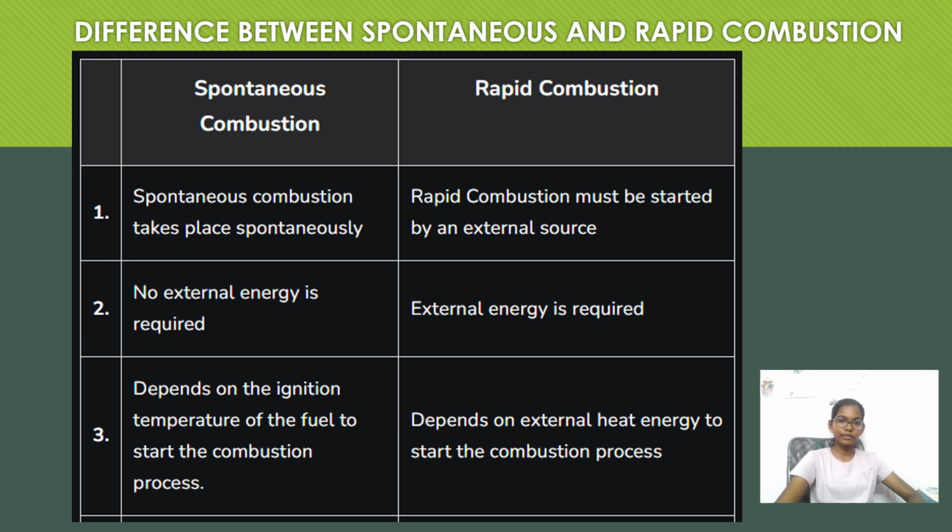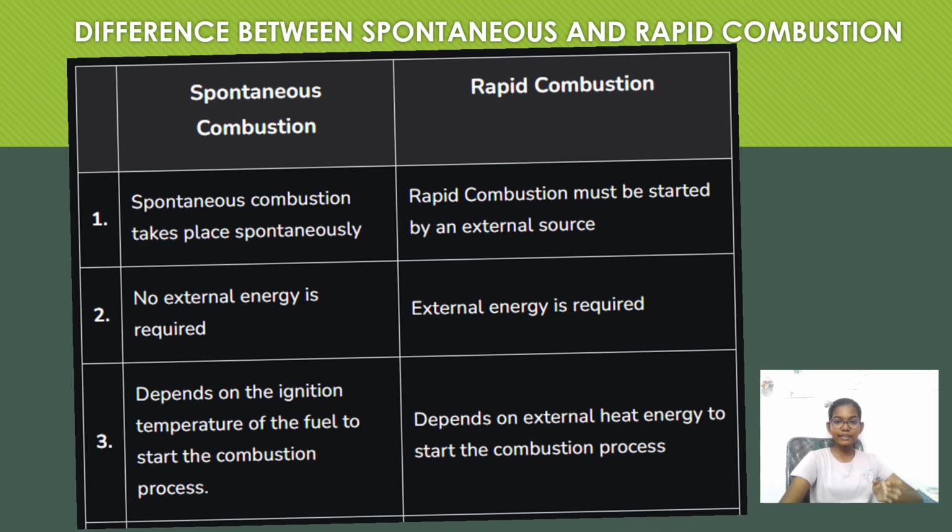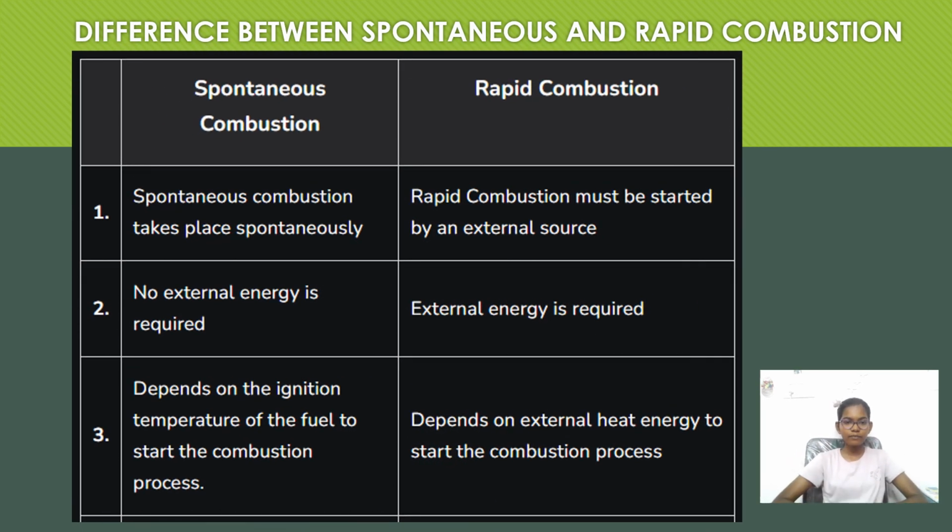Now let us look at the differences between spontaneous and rapid combustion. Spontaneous combustion takes place spontaneously, while rapid combustion must be started by an external source. We have already discussed this earlier. We need something to start the rapid combustion, but we don't need anything to start the spontaneous combustion. No external energy is required in spontaneous combustion, but in rapid combustion, external energy is required.